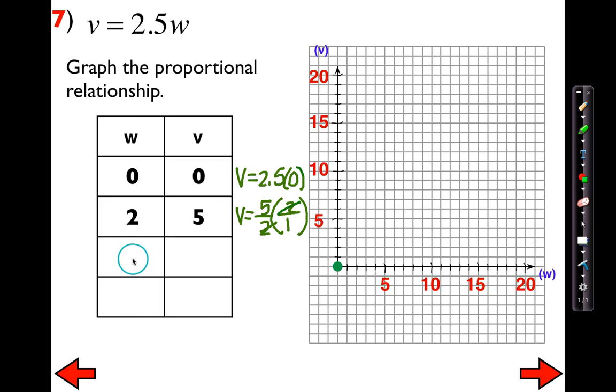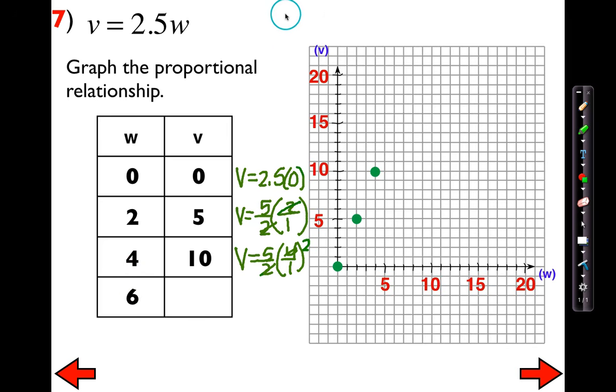So 0, 2, 4 is next. So we're going to do v equals 5/2 times 4. I can cross cancel, leaving me with 5 times 2 is 10 over 1, which is just 10. So we're going to graph that 4, 10. Now again, the next multiple is going to be 6.